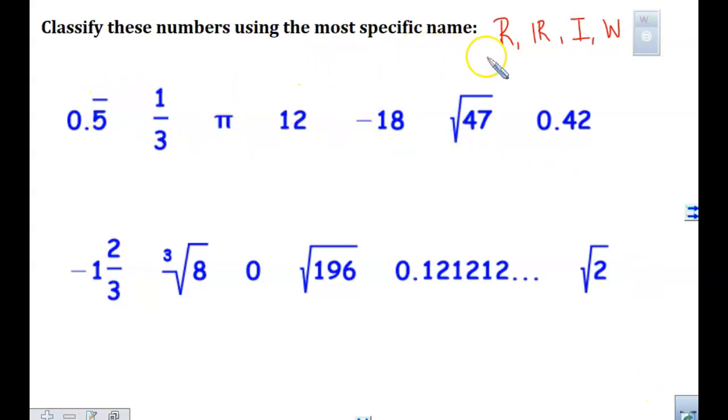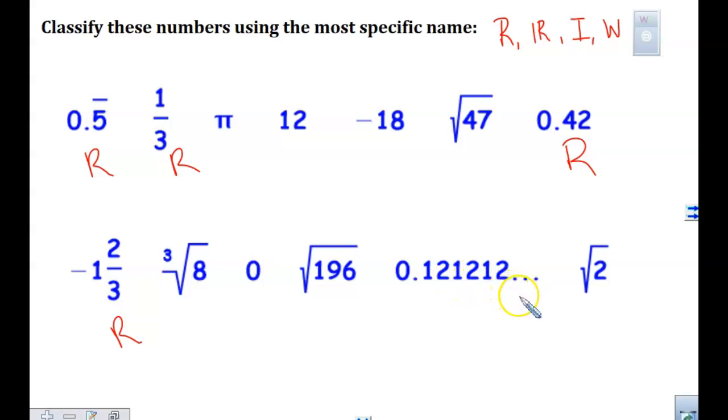But we want the most specific name. So pause it and then please come back and we'll take a look at it. So here we would have rational and rational. They're fractions, right? I have a decimal that ends. That's rational. I have a fraction. That's rational. If I'm going specific, this is 1, 2, 1, 2.